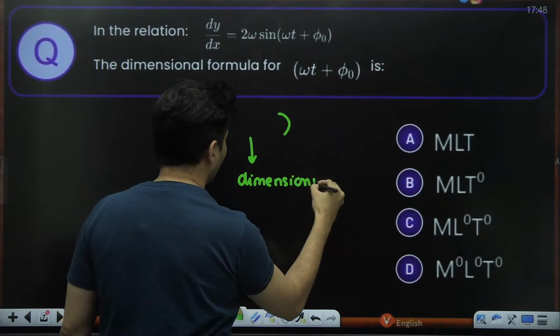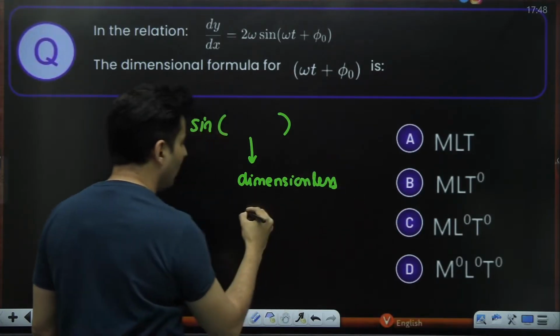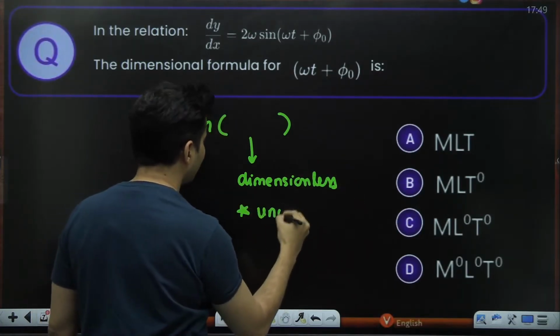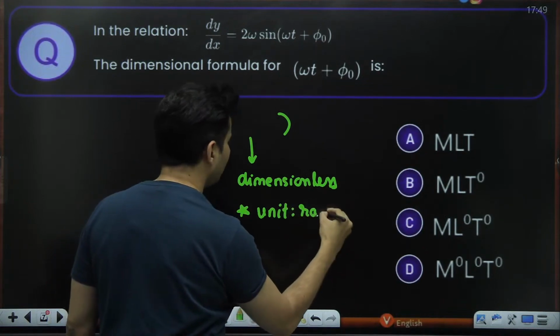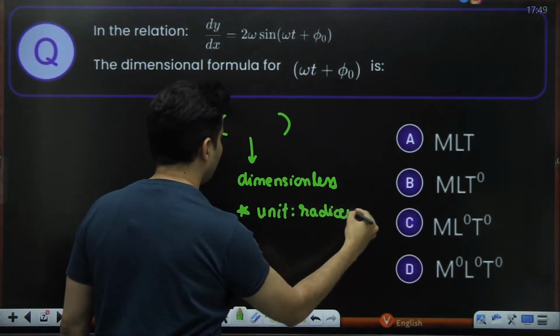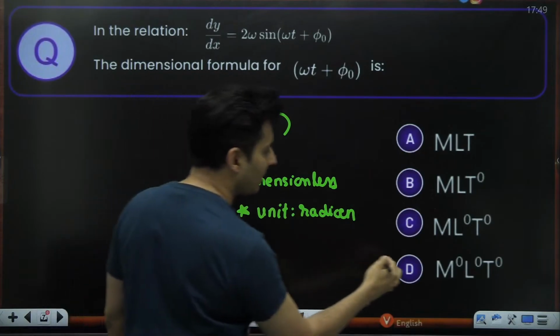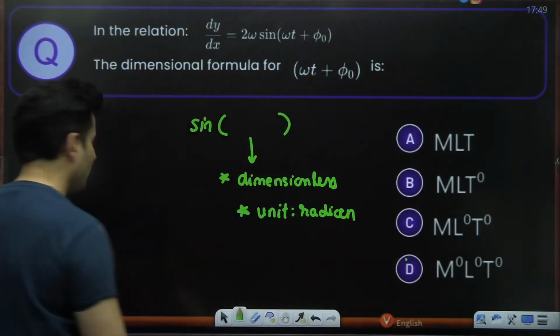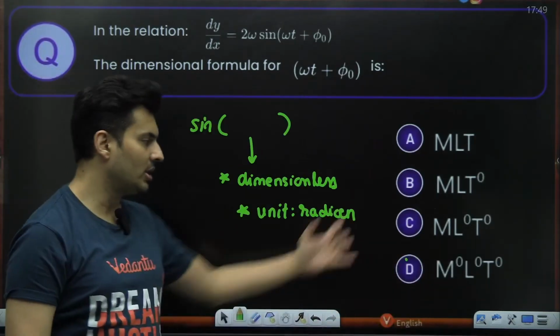This is always going to be dimensionless, but it will always have the unit of radian. Unit is there of radian. Dimension will not be there. So dimensionless means every power will be 0. So I think it is option D. Yes, it is option D, guys.